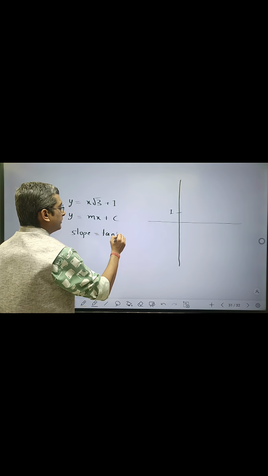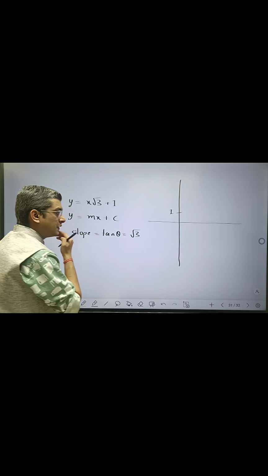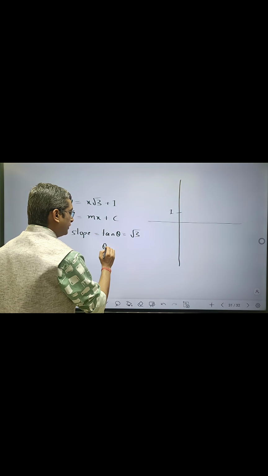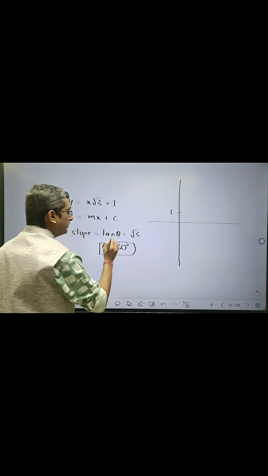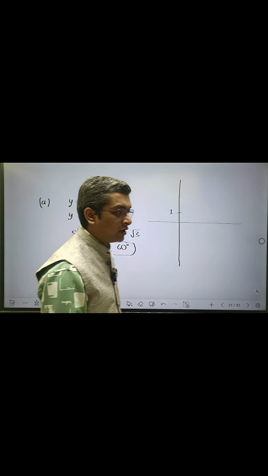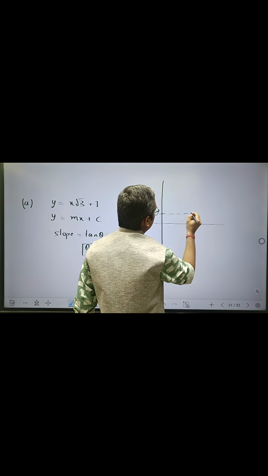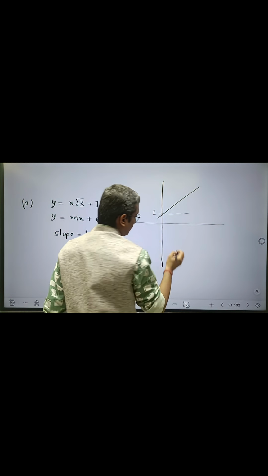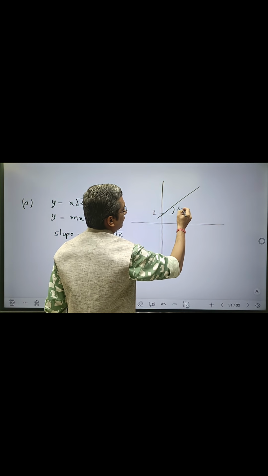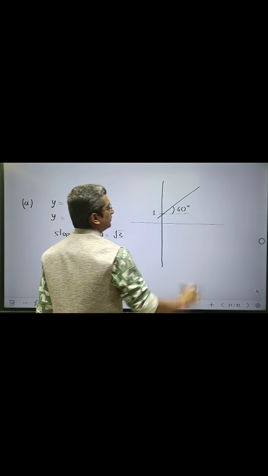This slope is given by tan theta and that is equal to root 3. And tan theta is equal to root 3. It means that theta is equal to 60 degrees because tan 60 is equal to root 3. So how can you form 60 degrees? This is a horizontal line, and from here you will draw a line which makes 60 degrees with this line.